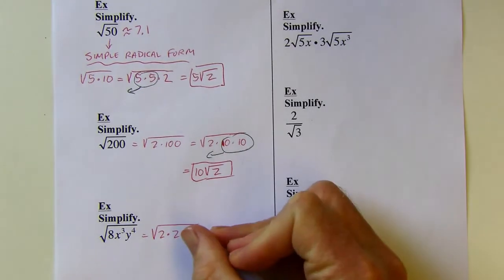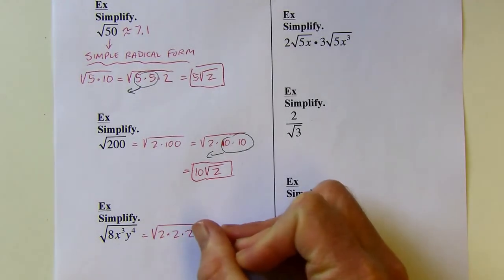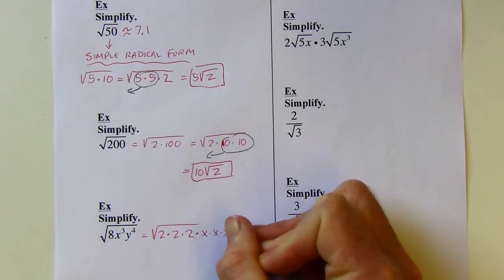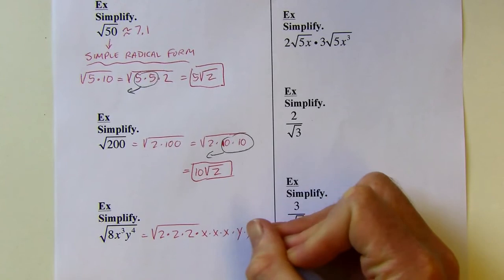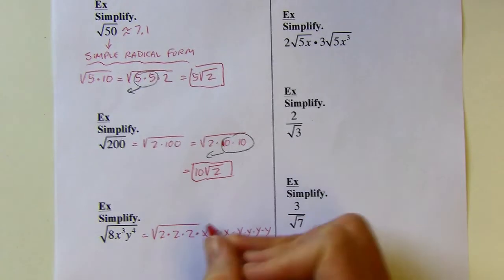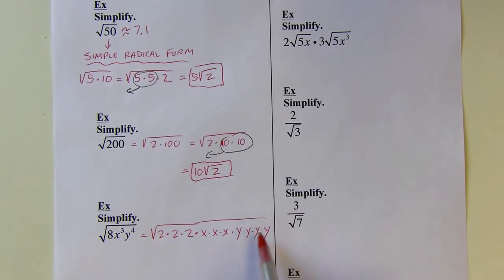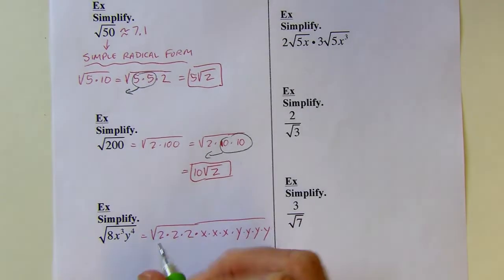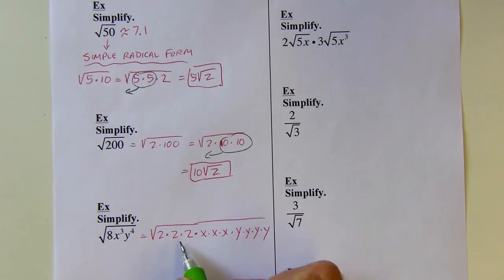Okay? And then for the x's, x to the third means x times x times x. Y to the fourth. Okay? Now you don't necessarily have to write those all out, especially if I had x to the 17th. I probably wouldn't write out 17 x's all multiplied together. But you want to be thinking how many pairs of twins do you have, right? So when I'm looking at the 2's, well, I've got triplets here, so that's kind of interesting.